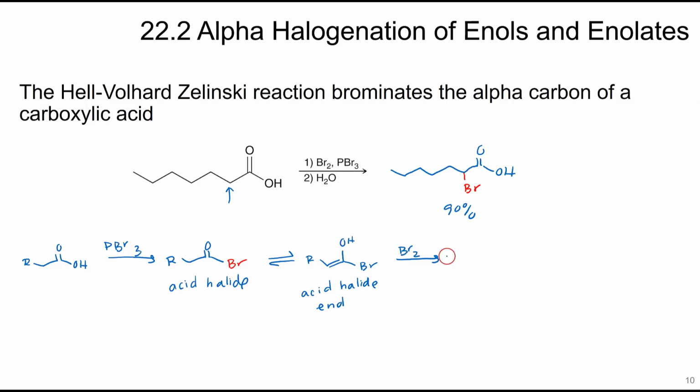We react it with Br2, which will brominate alpha. Similar to what we saw in the last slide, the OH electrons can come down, and then those can attack the Br. To brominate here, we add water, which will hydrolyze the acid halide back to the carboxylic acid.